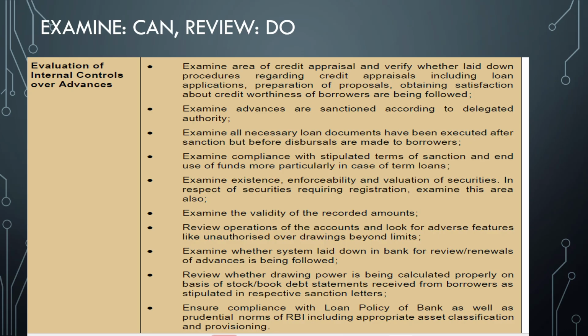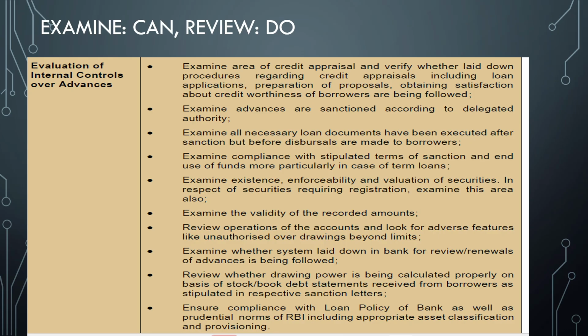see the fourth point, compliance with stipulated terms of sanction and end use of funds. This is C. And next is advances or sanction according to delegated authority. This is A. Next, area of credit appraisal, and verify whether the procedures laid down have been followed. So N is for necessary loan documents have been executed after sanction. This is examine the CAN.